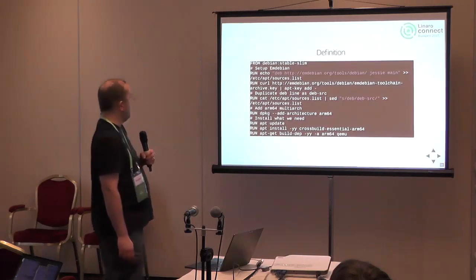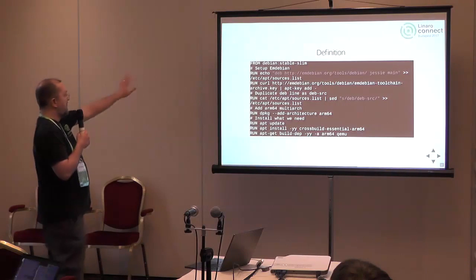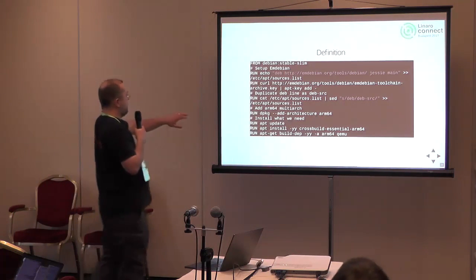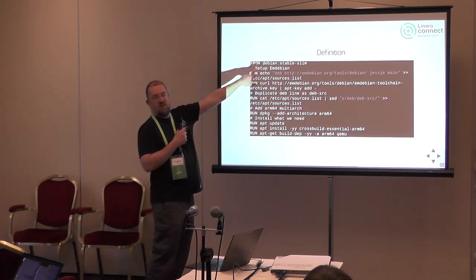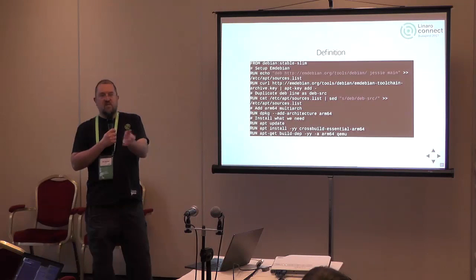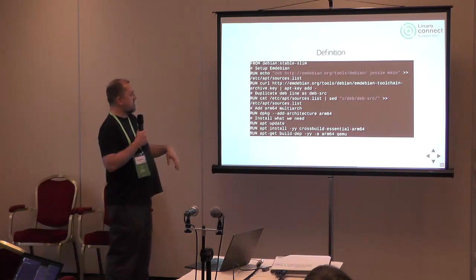So let's look at our definition. This is the complete definition of a Docker cross-build container. I'll just go through the steps. At the top, we start with our source, Debian stable slim. This is just a cut-down version of the Debian file system.